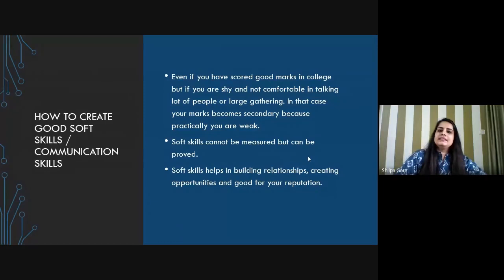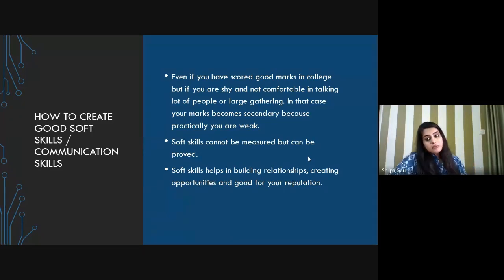Kitabi keeda banne se kisi ka koi bhala nahi hua hai, unless you have any practical knowledge, right? So you have to get into the field and understand what kind of nature people have and what their tendencies are, right? So basically, you should make yourself practically strong, okay?